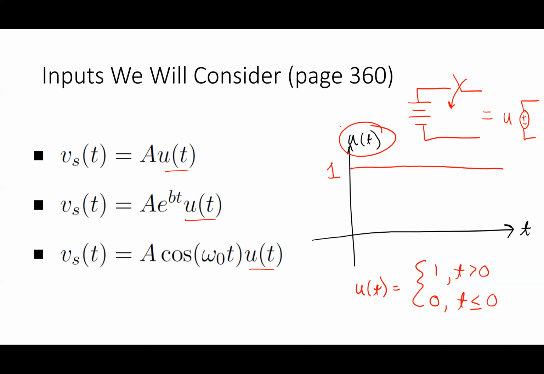What happens to cosine before t equal to 0 if I multiply it by this u of t? It's going to be 0 before t equal to 0, right? So it's not going to be there. So basically it's modeling a switch, right? It's modeling the fact that any voltage source I have has a switch to turn it on, right?